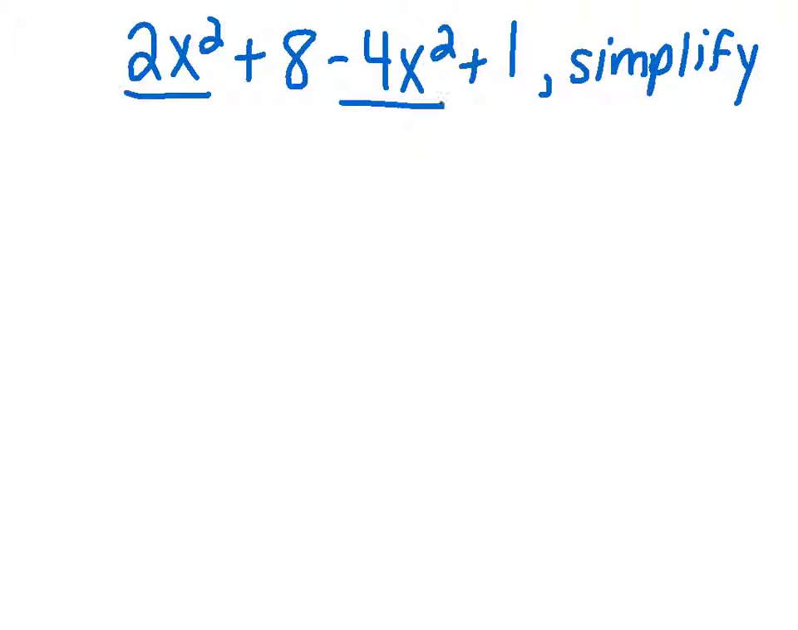And what do we need to recognize about this 4x squared? What sign's in front of it, Jeremy? Right, so 2x squared minus 4x squared is negative 2x squared. Is there anything else I can combine? Austin? Right. 8 plus 1 is 9. So there is my simplified answer.